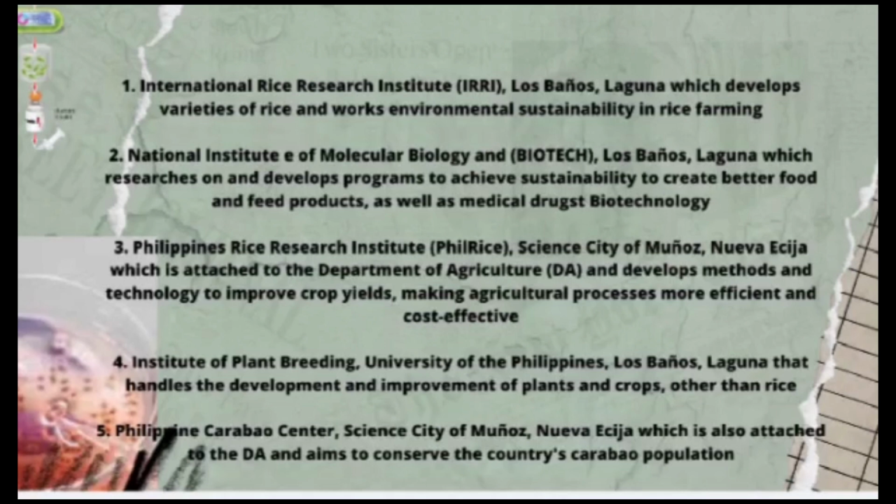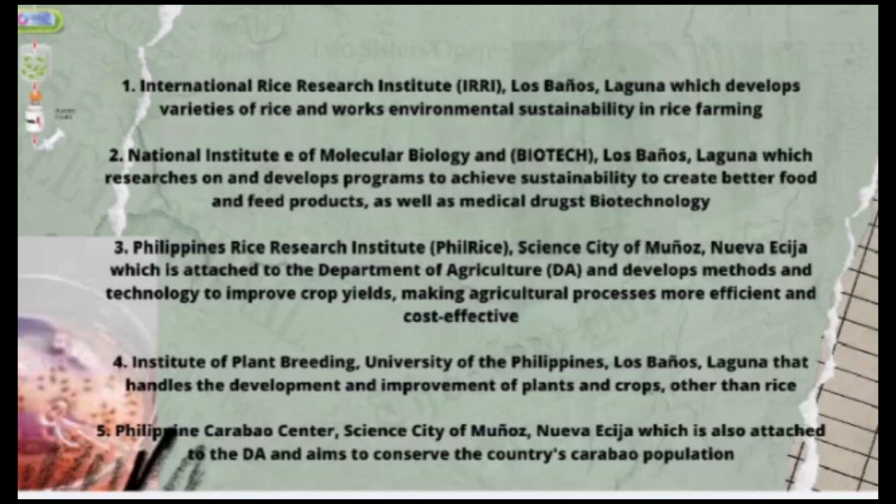The fourth one is the Institute of Plant Breeding, University of the Philippines, Los Baños, Laguna that handles the development and improvement of plants and crops other than rice. Ang Institute of Plant Breeding is yung mag mix sila duha ka plant and makabuo sila mas tiyada nga variety or new plants nga mas makatabang sa paglambo sa atong agriculture.